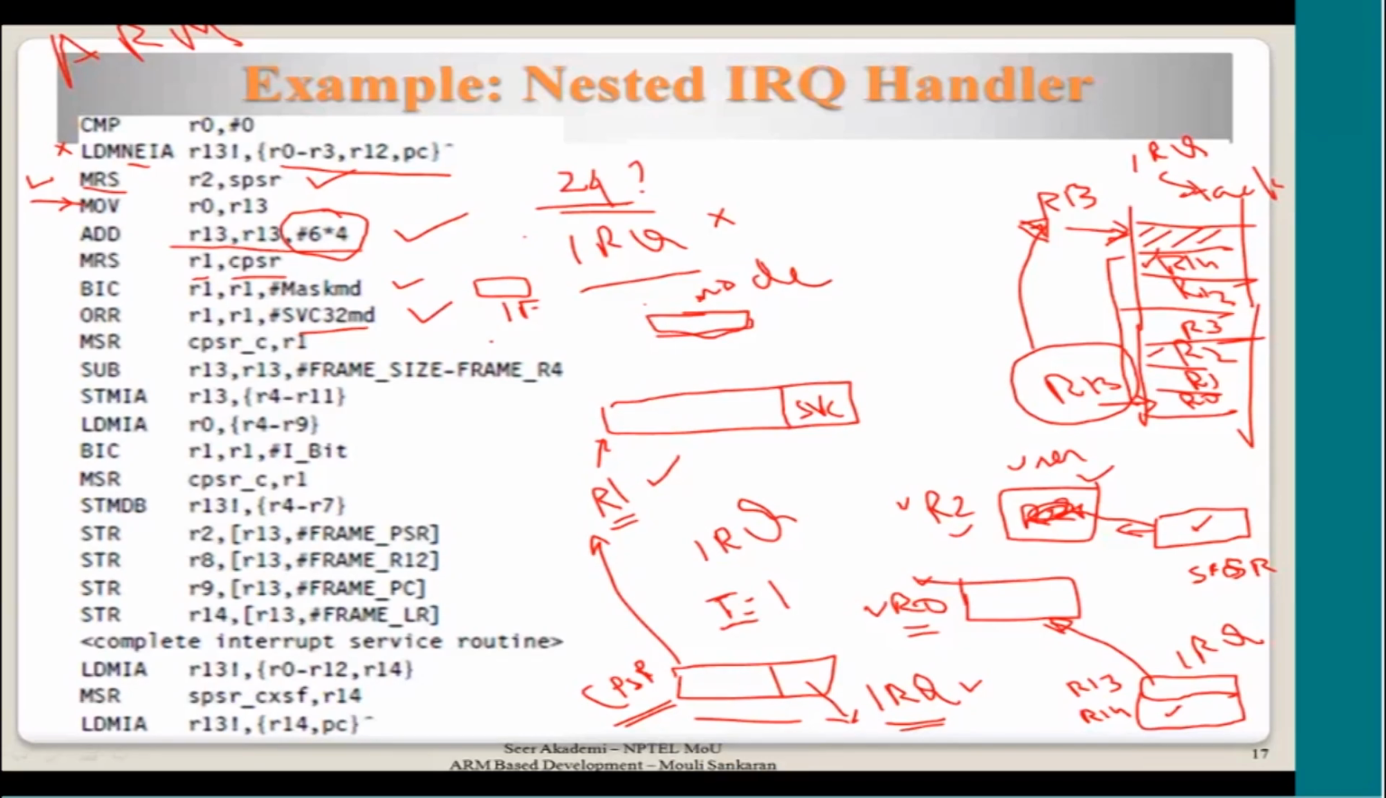One second. Right now, you see, we have still not enabled the IRQ interrupt. Please remember, we have made SVC mode, and then we are writing that value into CPSR now.